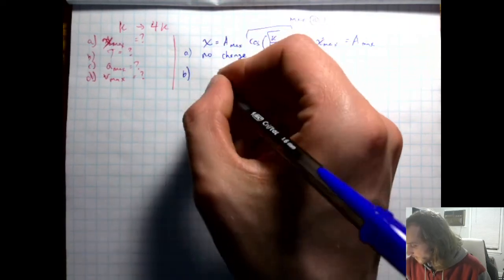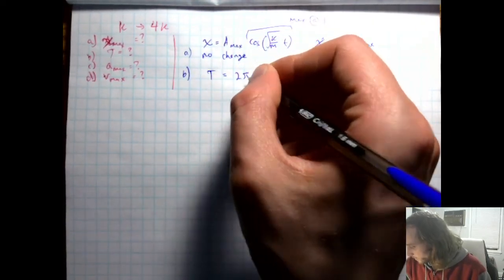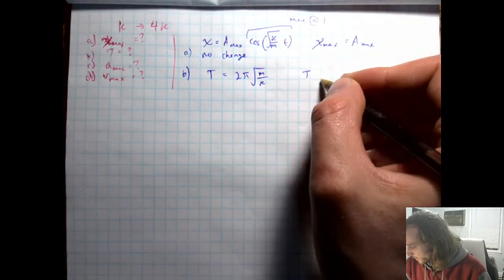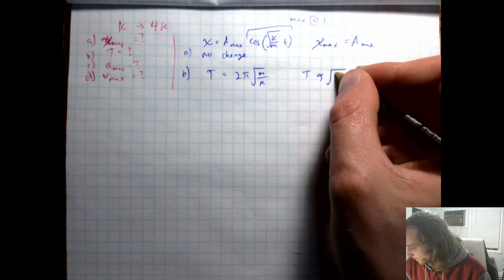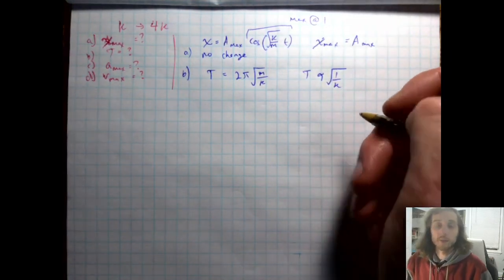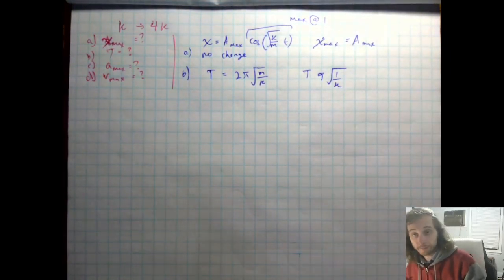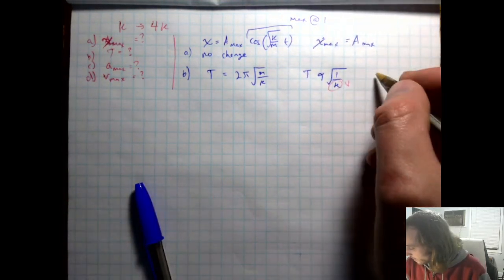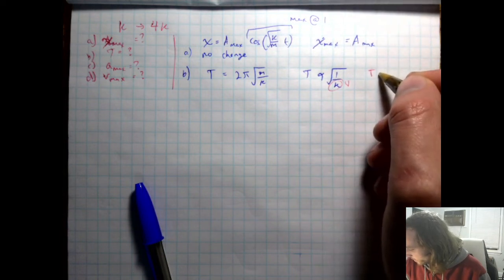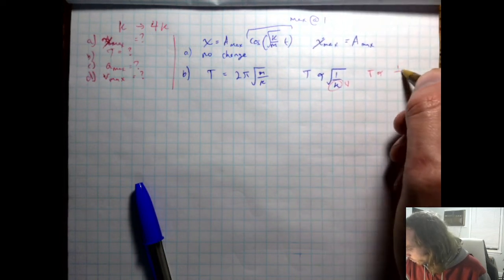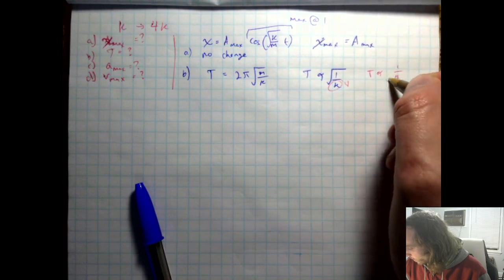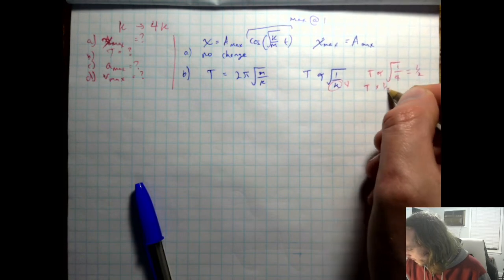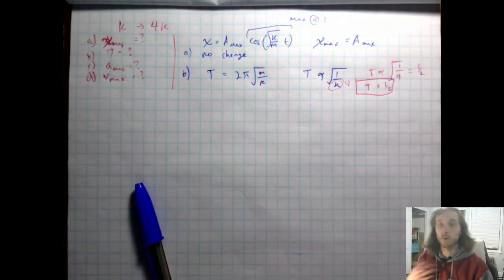For B, if we set up our period equation, period is equal to 2 pi square root of m over k. That means that our period is going to be proportional to the square root of 1 over k, because all of our other factors are staying the same. If I plug in 4 for k, what that tells me is that my period will be related to 1 over 4 square rooted, which is 1/2. So our period will become half as big if our spring gets twice as strong.